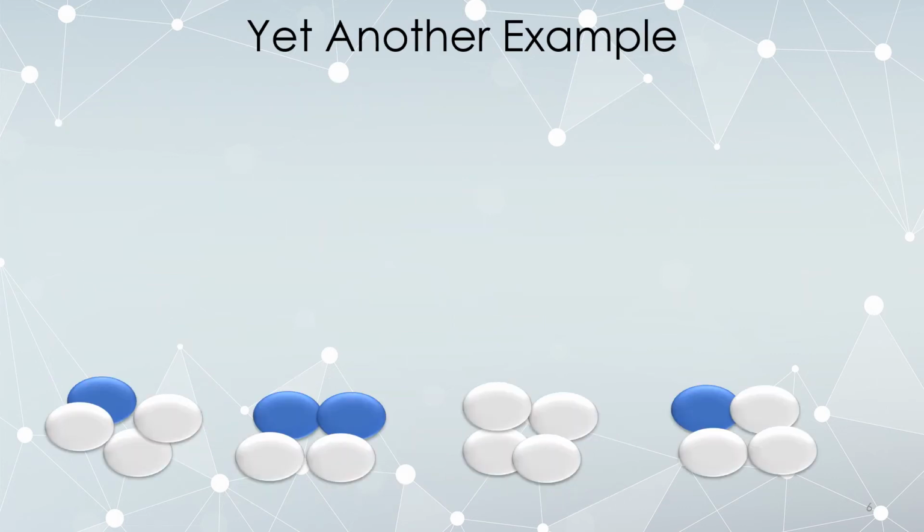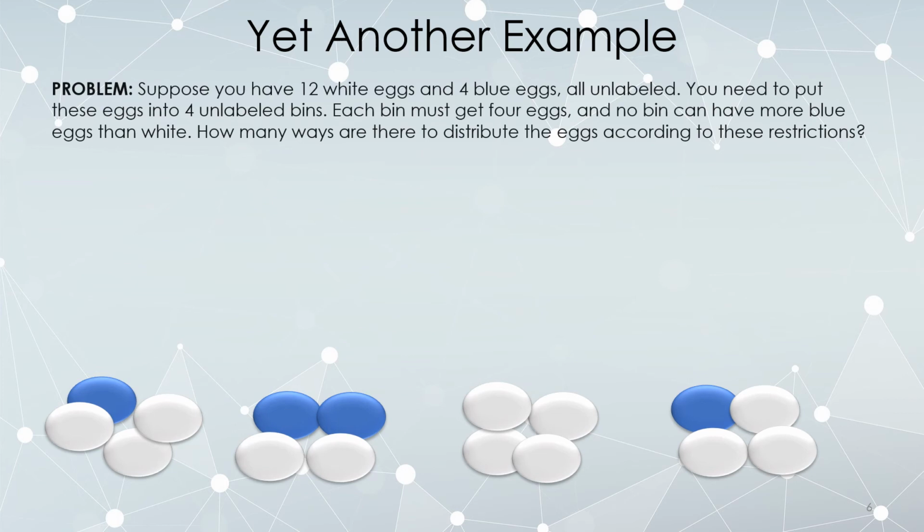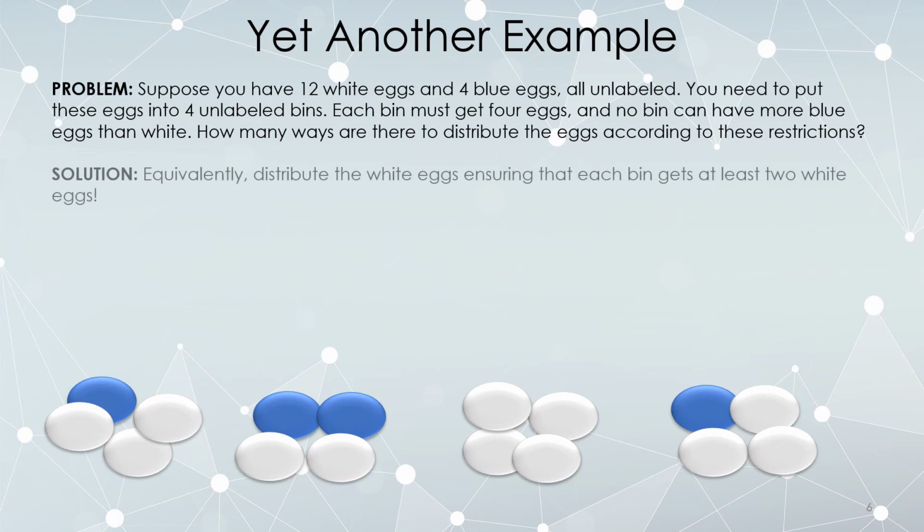Let's take a look at another example. I've got eggs. There are 12 white eggs and 4 blue ones, but nothing is labeled. What I need to do is put them into 4 unlabeled bins. Now the restriction is that no bin is allowed to have more blue eggs than white ones. How many ways are there to distribute the eggs according to these restrictions?